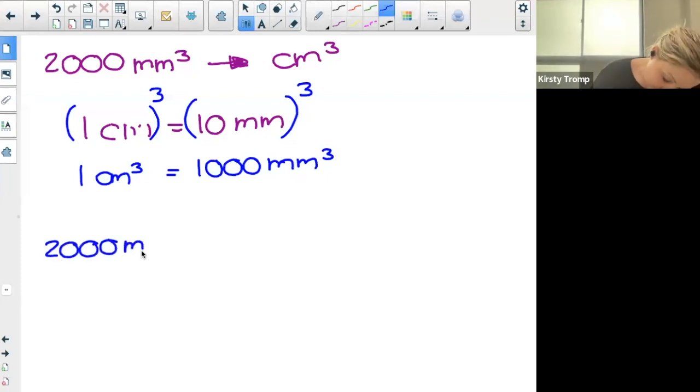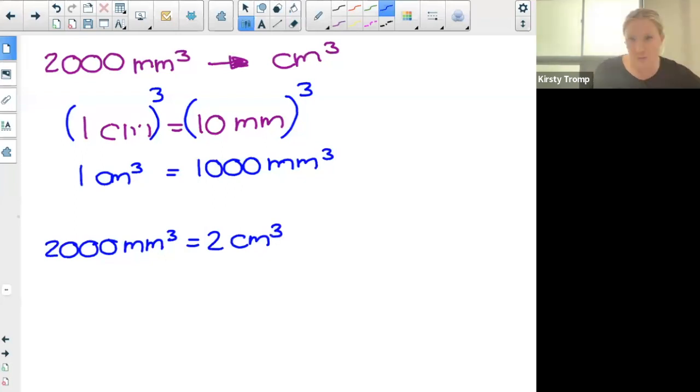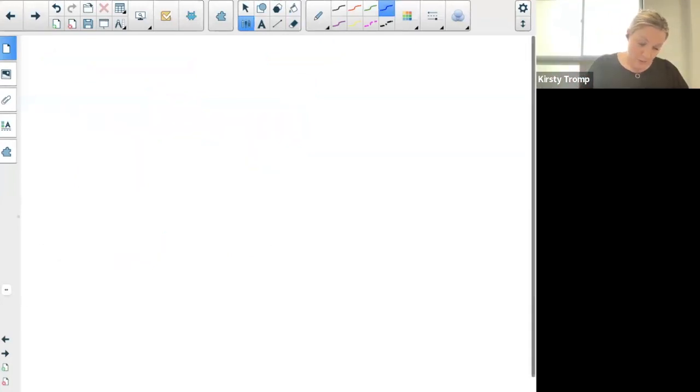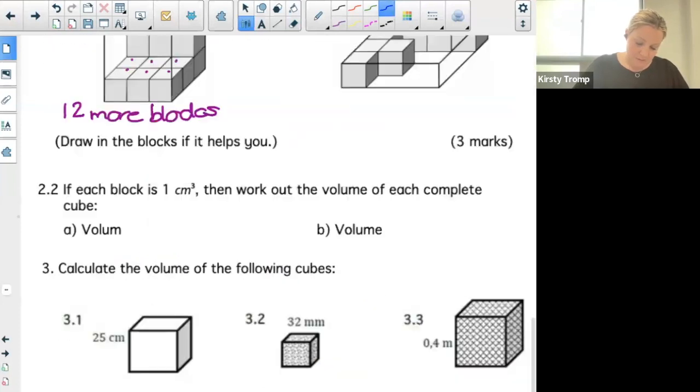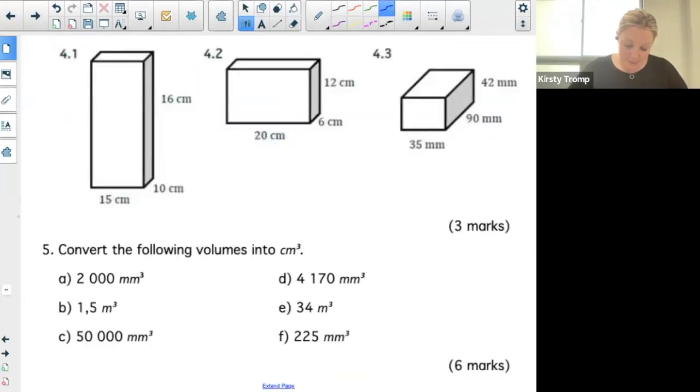So 2,000 millimeters cubed will give me 2 centimeters cubed. That's how I do my workings. I work out how many millimeters cubed are in a centimeter cubed, and I saw it was 1,000, so I needed to divide by 1,000. So that was number 5A done for you.